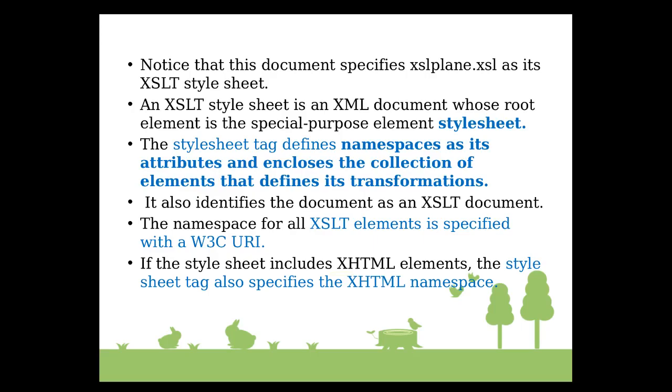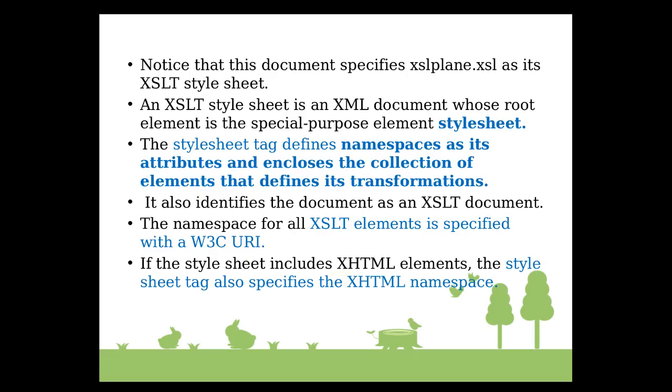An XSLT style sheet is actually an XML document, so it must have a root element. Its root element is called stylesheet. That stylesheet root element tag defines namespaces as its attributes and encloses the collection of elements that defines the transformation for the XML document. So actually it defines the namespaces used by the style sheet, and it also defines the document as an XSLT document.